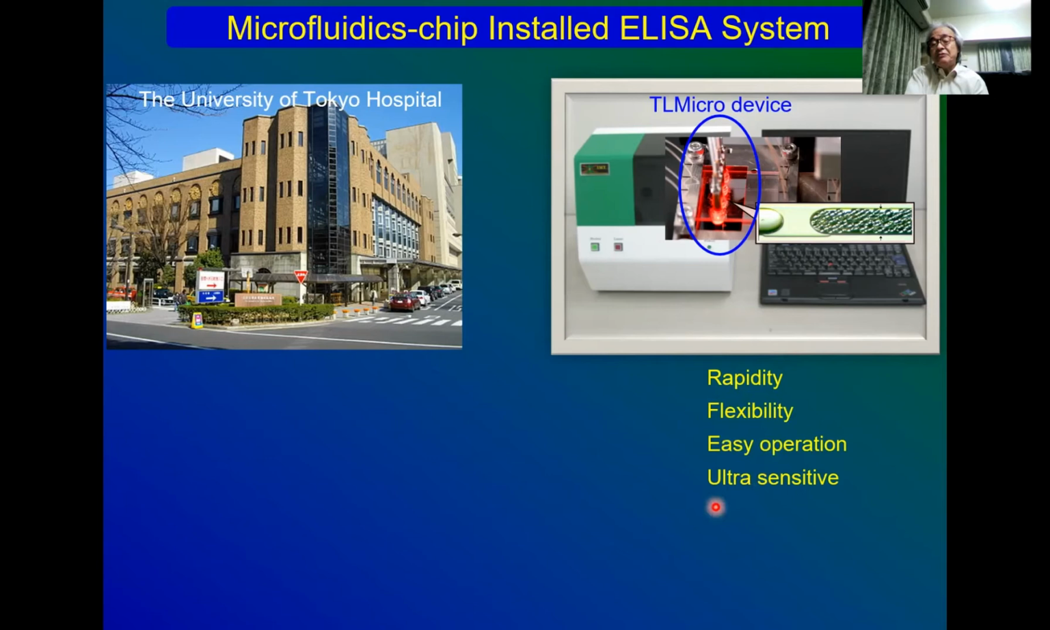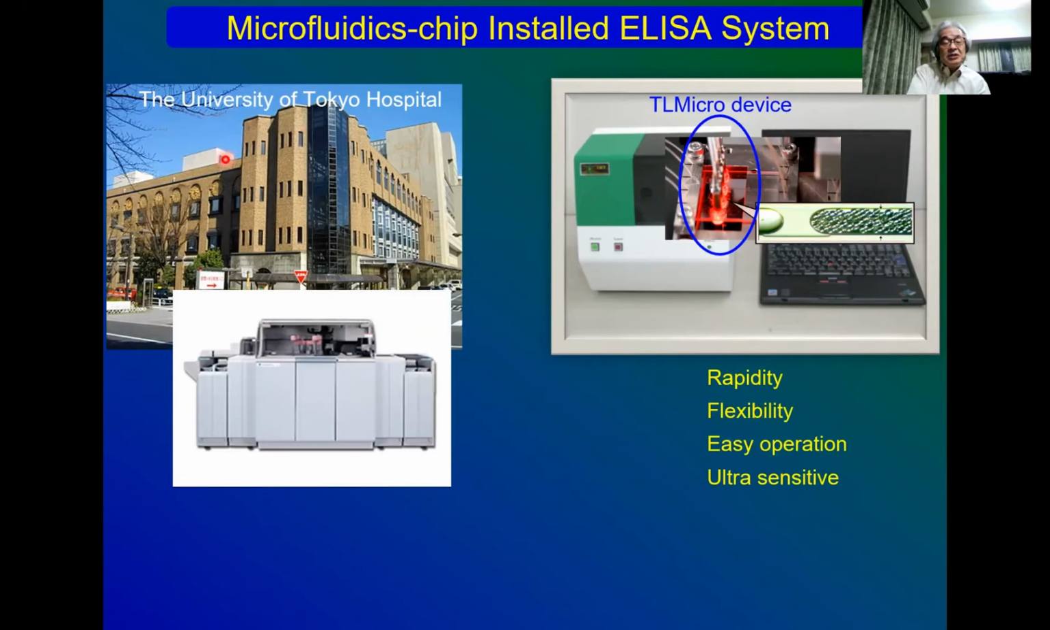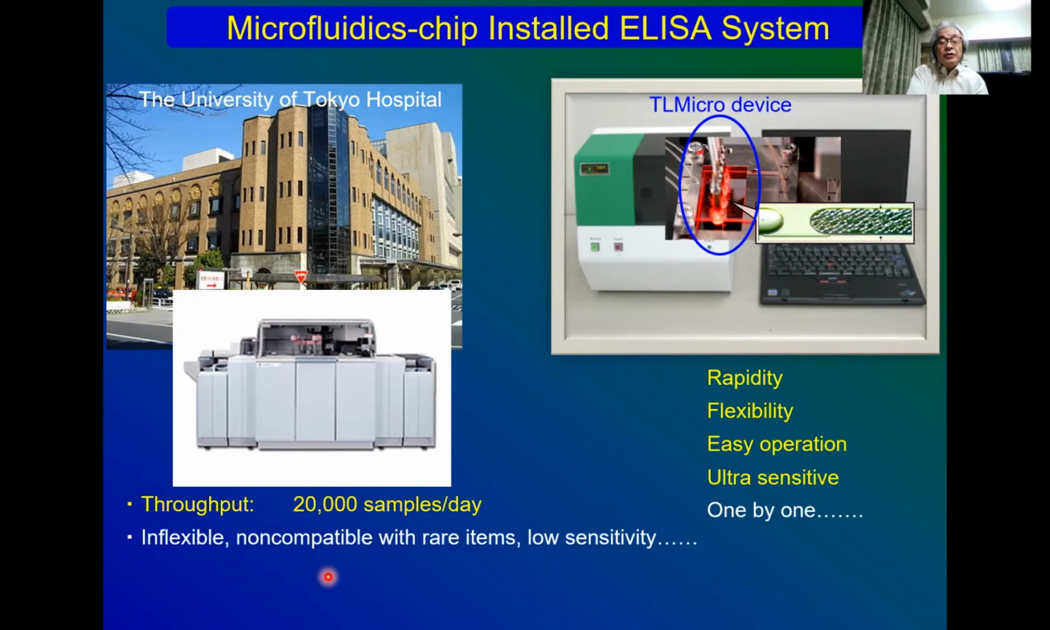Of course, our university hospital, the University of Tokyo, has a huge automatic blood analyzer with very, very high throughput. In one day, 20,000 samples can be analyzed. However, this is not flexible or compatible with rare items, only fixed items, and the sensitivity is not so high. That is why our collaborator at the university hospital wants to use this machine.